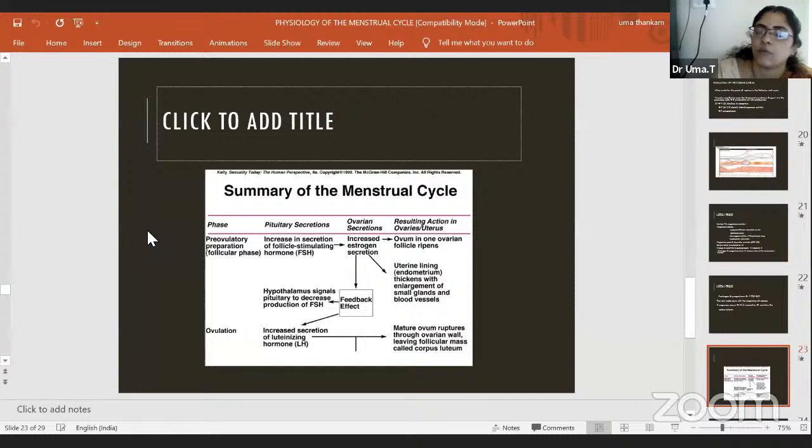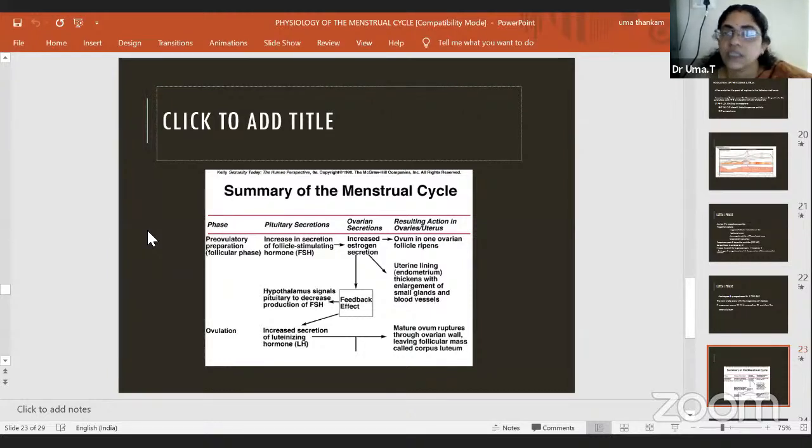What happens in the pre-ovulatory phase? In the pre-ovulatory phase, you have the recruitment of follicles, then selection of the dominant follicle. It acquires more FSH receptors. It produces more estrogen. The estrogen initially causes a negative feedback on the pituitary.